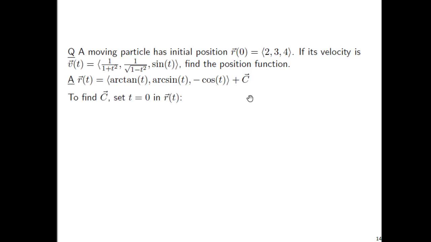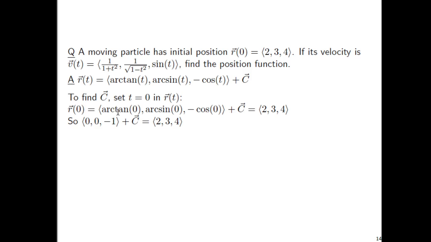To find out exactly what that constant is, we should set t equal to 0 in what we have so far. And when you do so, you'll notice things are not quite the same as in the previous one. This first vector, the one that's in front of the plus sign, is not going to be the all zeros vector because of what cosine of 0 is, right? So be careful here. Arctan of 0 is 0. Arcsine of 0 is 0. But cosine of 0 is 1, and copy the minus sign. So you have a negative 1.